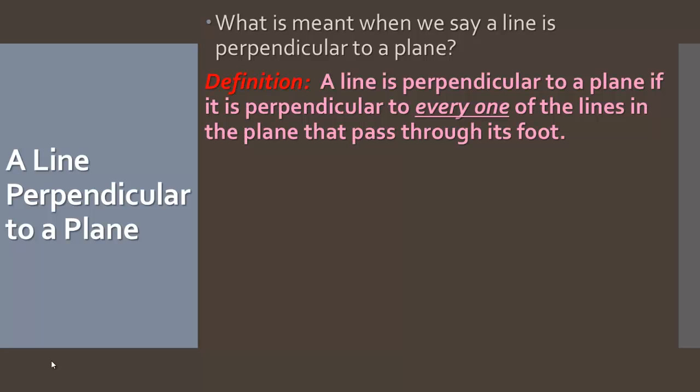But the definition is: a line is perpendicular to a plane if it is perpendicular to every one. This is the important part. Every one of the lines in the plane that pass through its foot. So every one of the lines that are in the plane. Okay, so that's also important. And it's that pass through its foot.